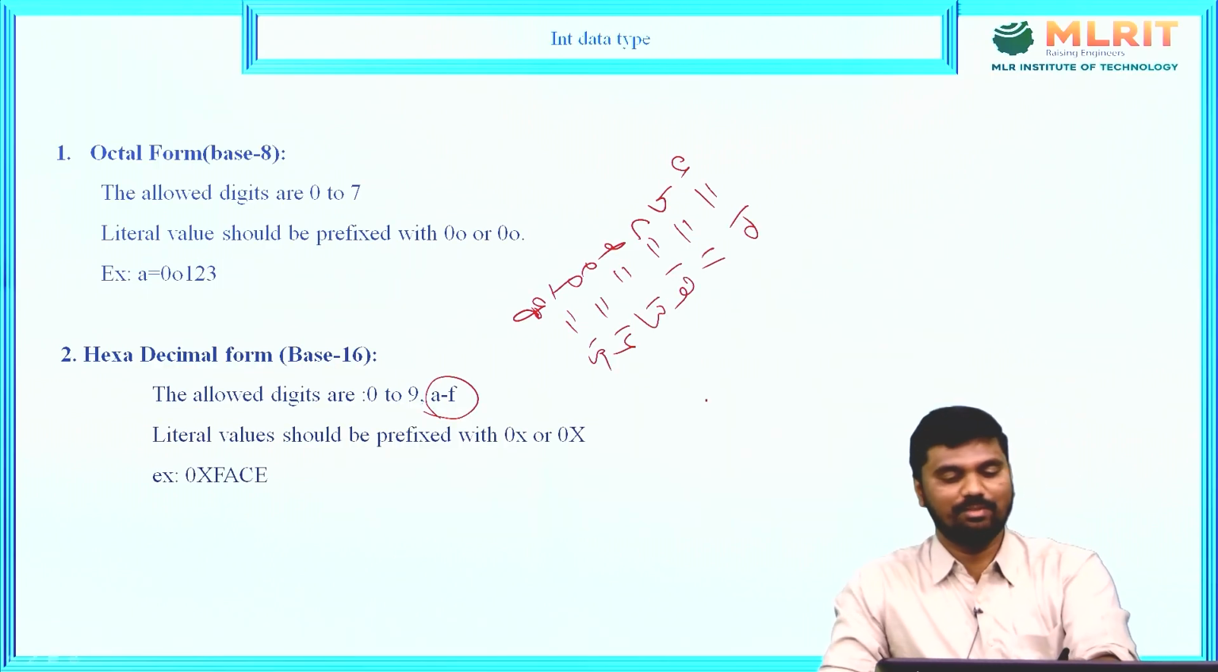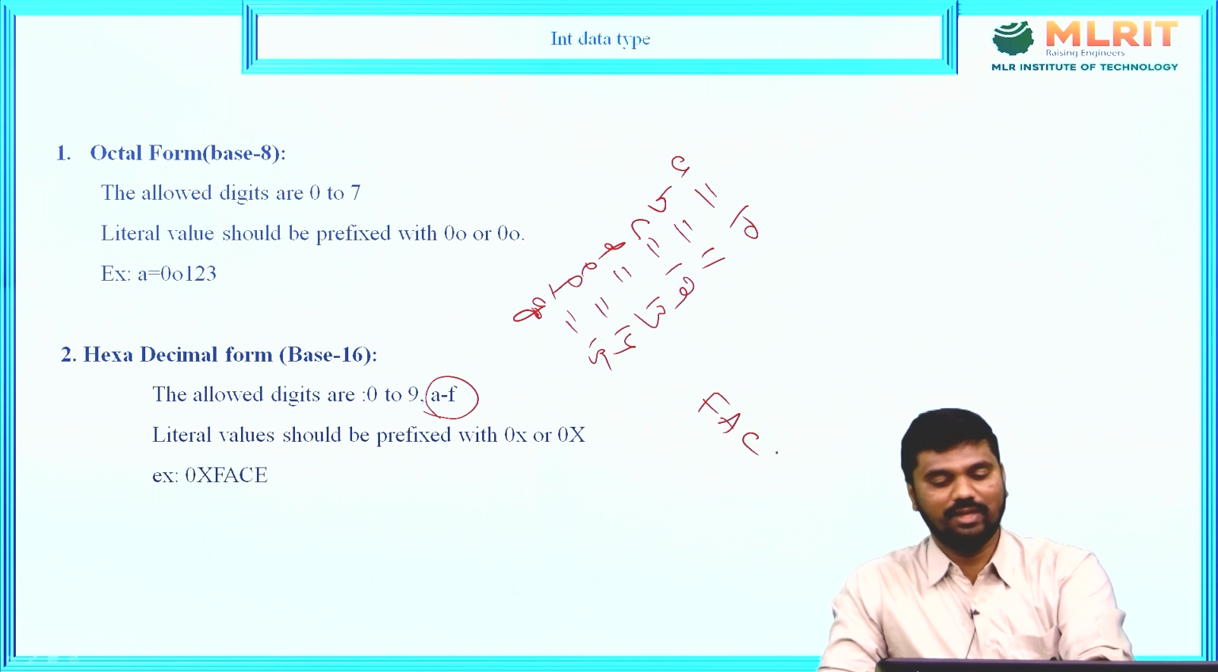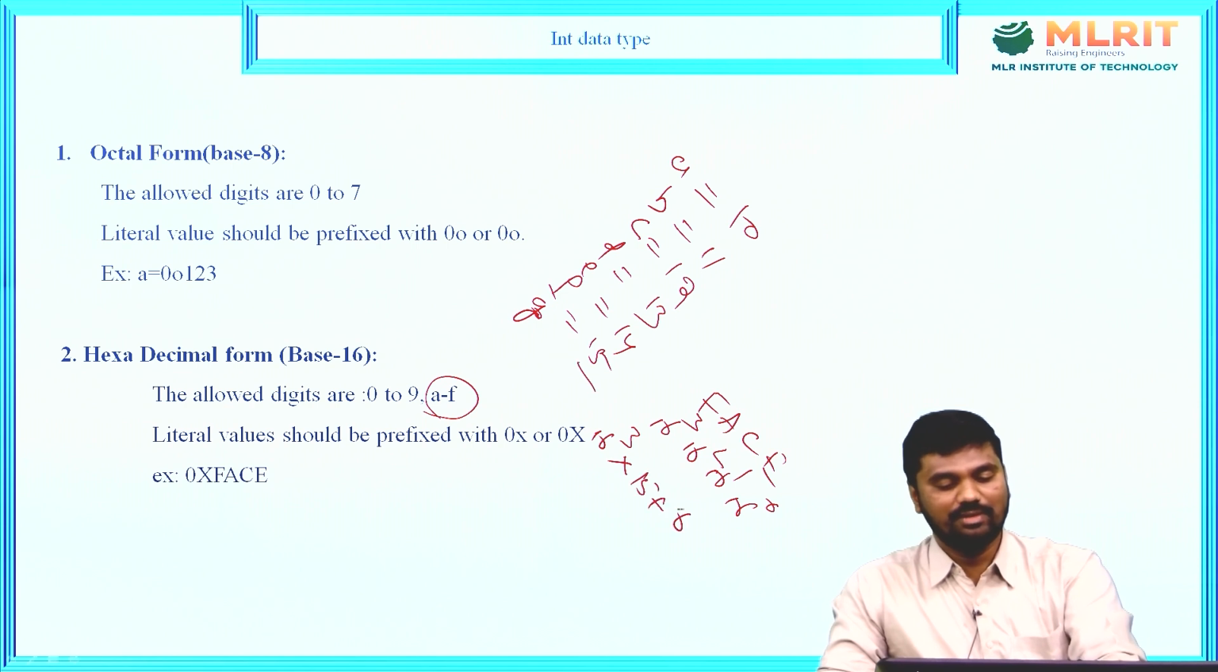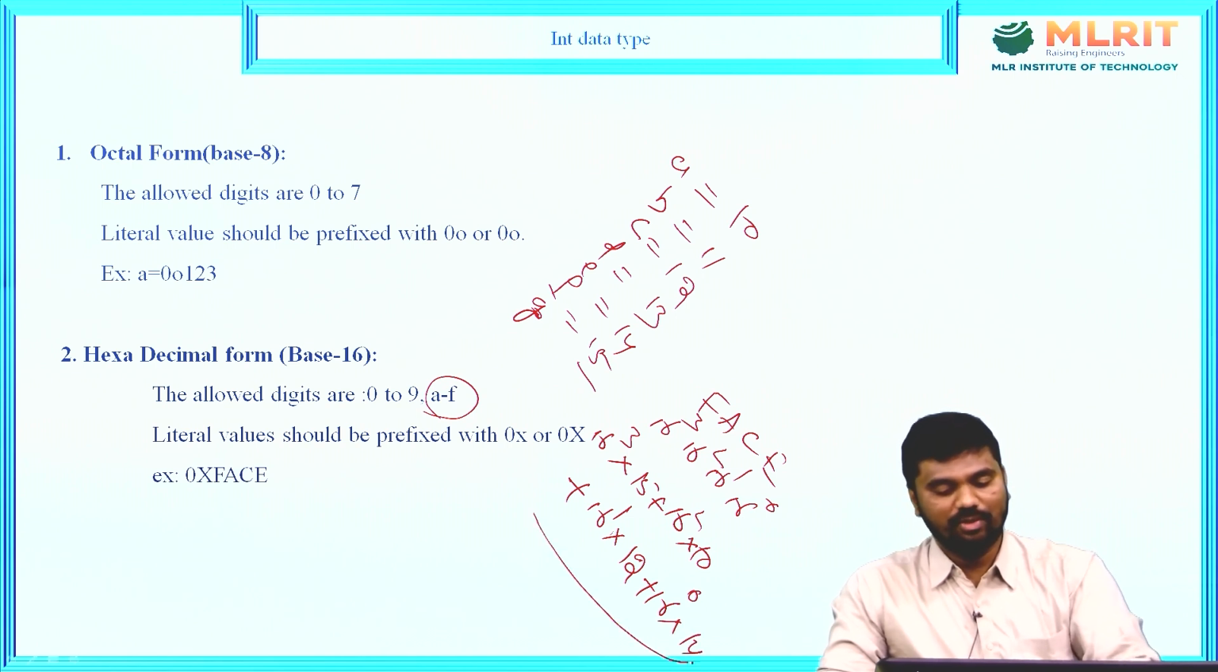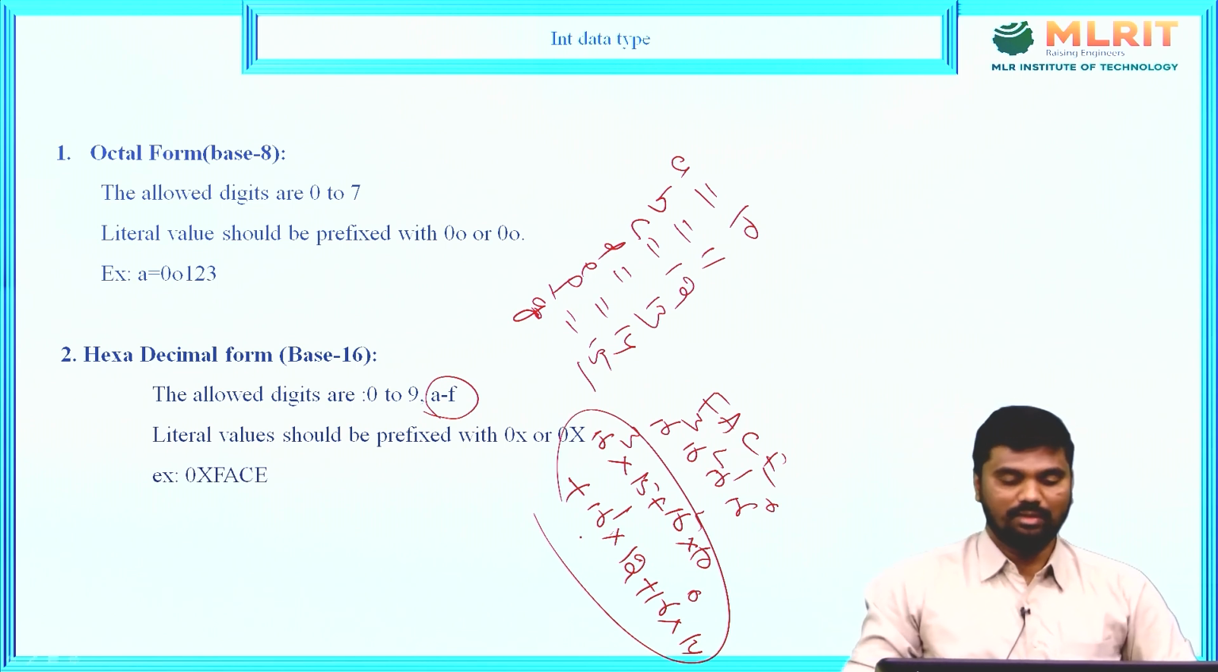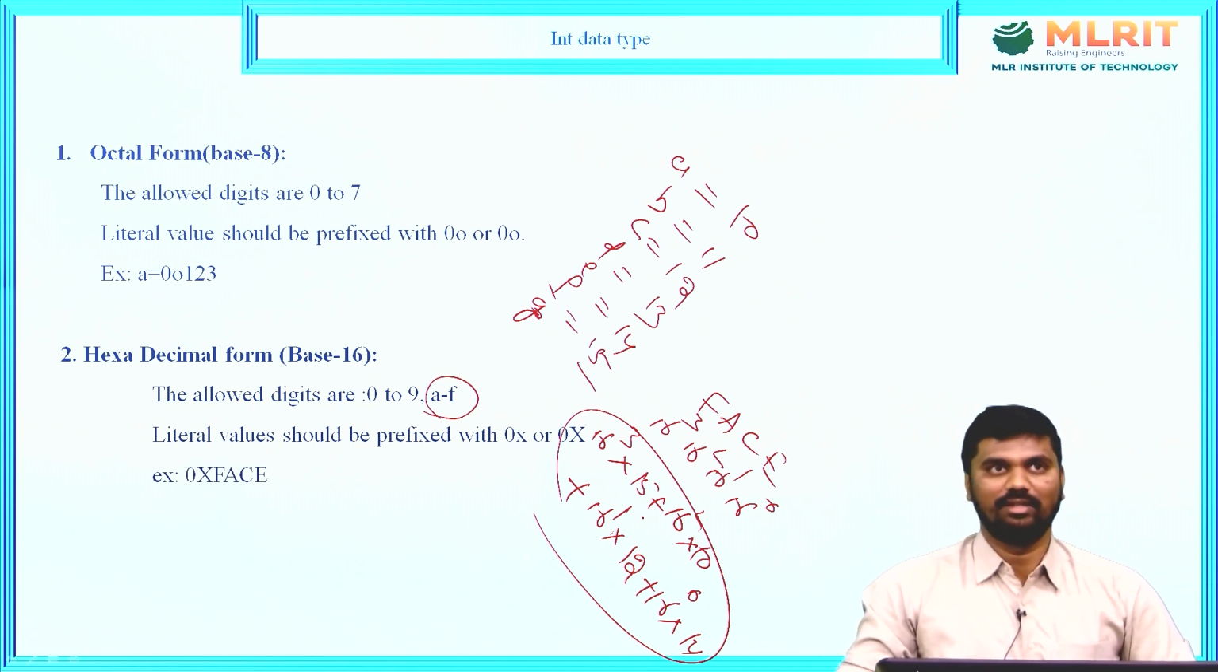How is it calculated? Similarly, the base value is 16. The value is FACE. Now 16 power 0, 16 power 1, 16 power 2, 16 power 3. So 16 power 3 into F value 15, plus 16 squared into A value 10, plus 16 power 1 into C value 12, plus 16 power 0 into E value 14. If we do these additions and multiplications, we get a value, and that value is in decimal form.